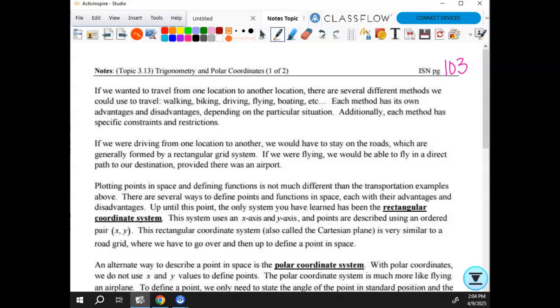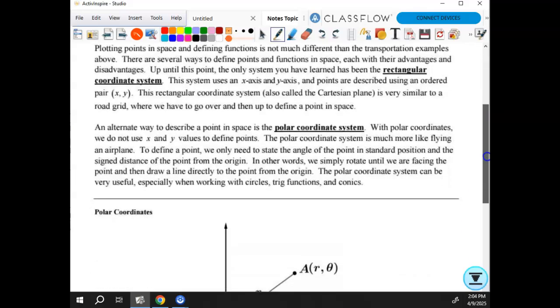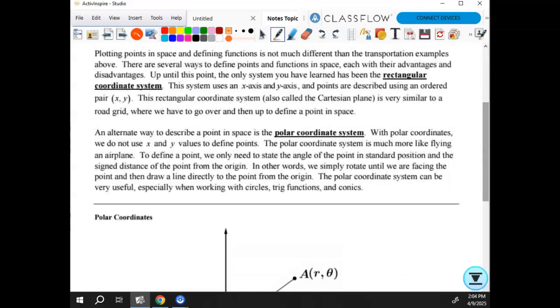Like I said, if I'm heading to Dallas, flying might be better than driving if I need to be there quickly, but driving might be better because it's cheap. Like there's ways to make choices, yes? So there's ways to make choices on these things as well. That's kind of what the first two paragraphs say, but I don't want to just read them to you. And then it goes on to say plotting points in space is not much different than the transportation examples.